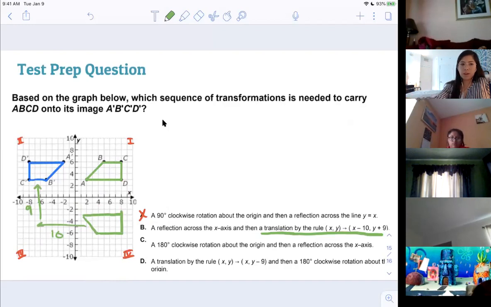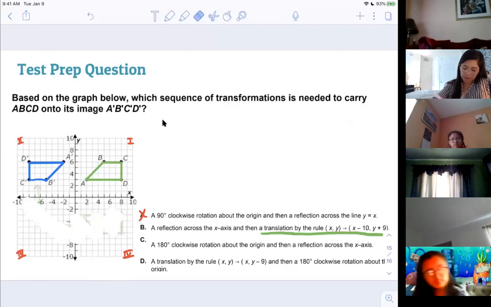No. Why not? Because it's facing the opposite way. You would have to flip it. Perfect answer. It's facing the opposite way. So, nope. All right. Going right along.